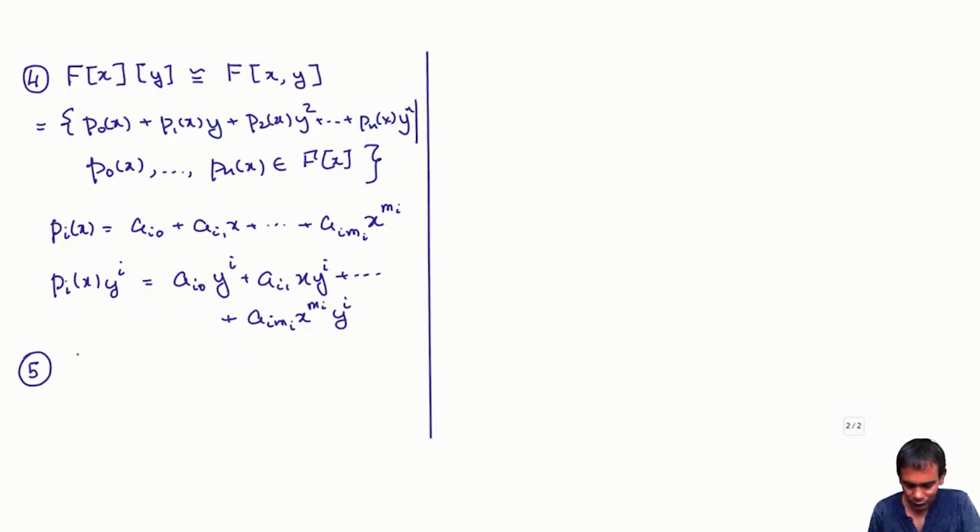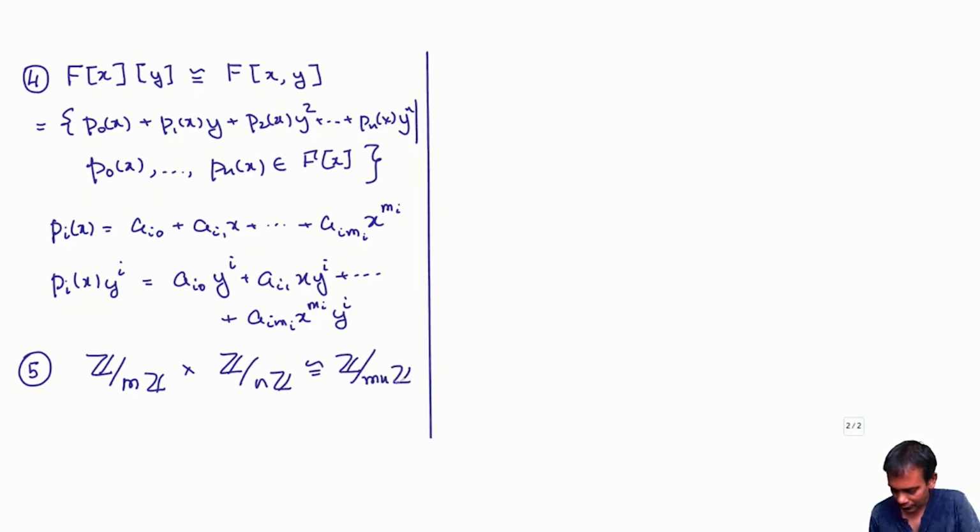Okay, another example of a ring isomorphism would be, so we've seen that Z mod mnZ, if m and n are co-prime, is isomorphic to Z mod mZ times Z mod nZ. And this was the Chinese remainder theorem. But this is also a ring isomorphism. Just go back and check how we constructed this isomorphism and verify that it preserves, in addition to the addition, also the multiplication and units.